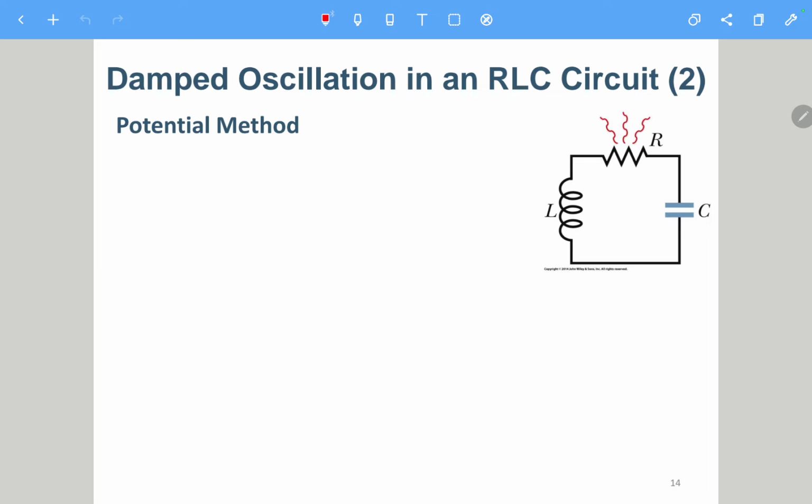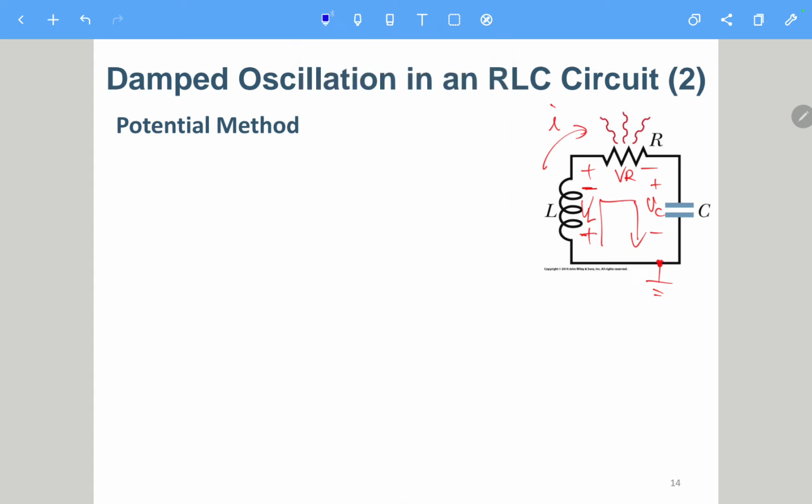Okay, so for the potential method, we can try to write out the ODE. Here we have this is VC, and then this is VR, and also this is VL. We consider this is the direction for the KVL, and then we can just pick this point to be the ground, and then the current is in this direction.